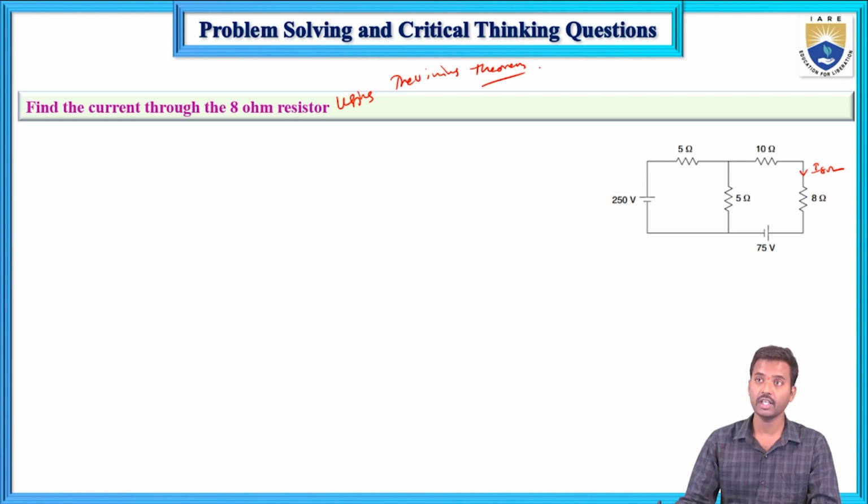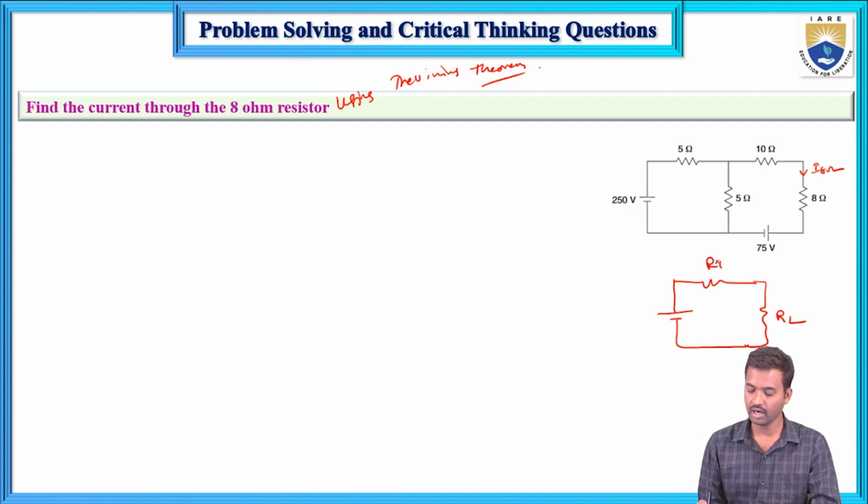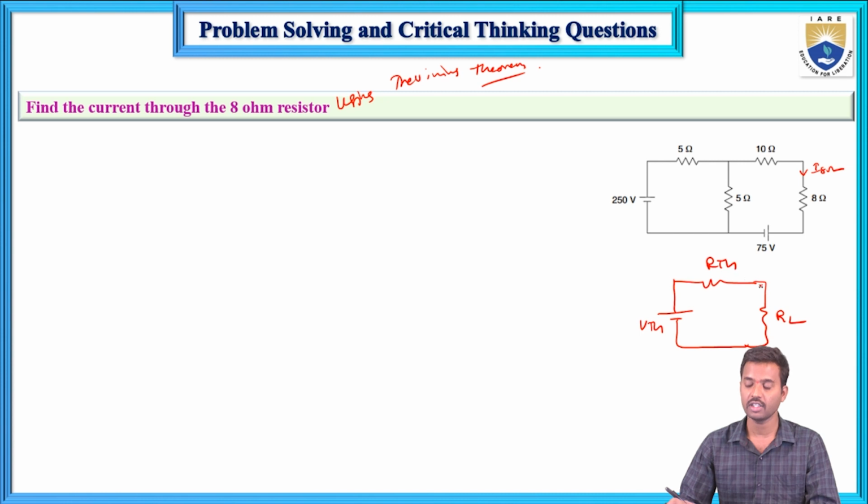Here any circuit is replaced by a single equivalent circuit. That single equivalent circuit consists of one voltage source in series with a resistance, and this is the load resistance RL, this is the RTH, and this one is the VTH. Thevenin's voltage VTH, Thevenin's resistance RTH, and the load resistance.